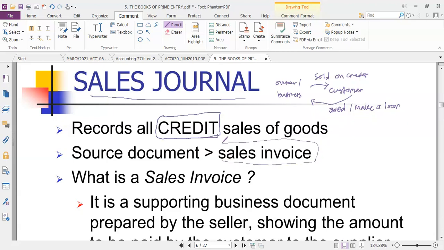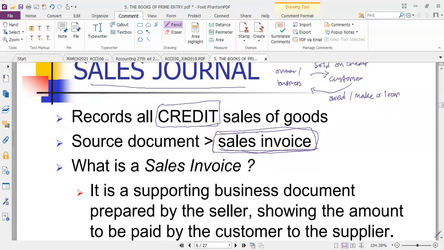You must know that the sales invoice is one of the types of source documents that record the sales journal. What is a sales invoice? A sales invoice is a supporting business document prepared by the seller. Who is the seller? The owner of the business is the seller.